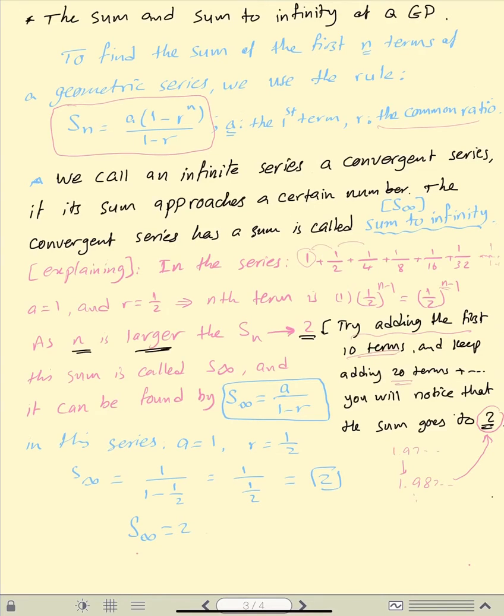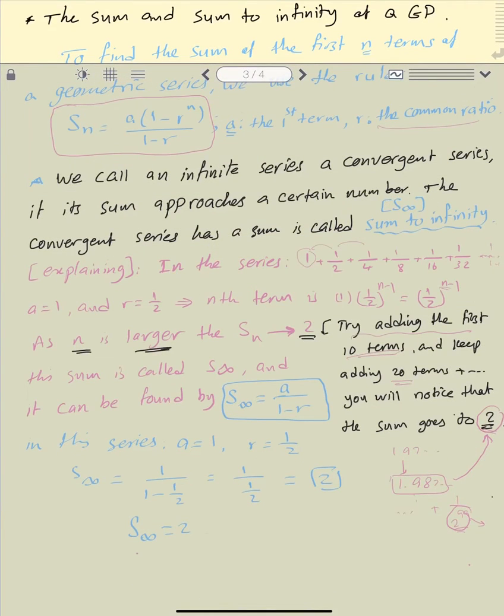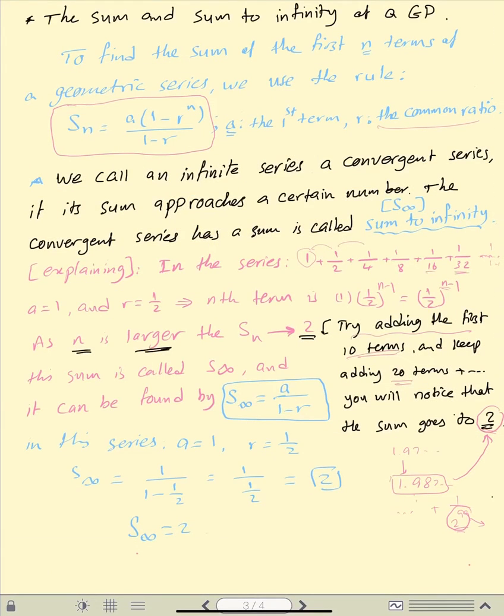So for example, continuing the sequence, the 100th term is 1 over 2 to the power 99, yes? The 99th term and the 100th. It's a big number, so 1 over this approaches 0. So this number will be increased by very small values. It will be approaching 2 at the end as this is increasing, as the denominator is increasing.